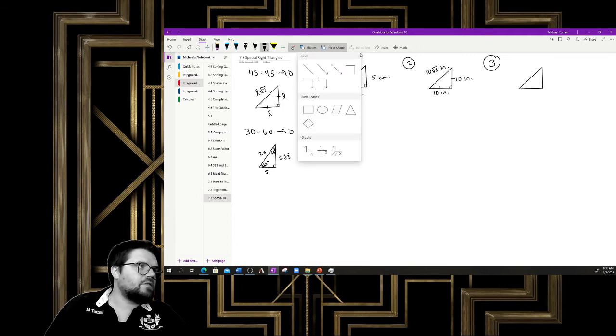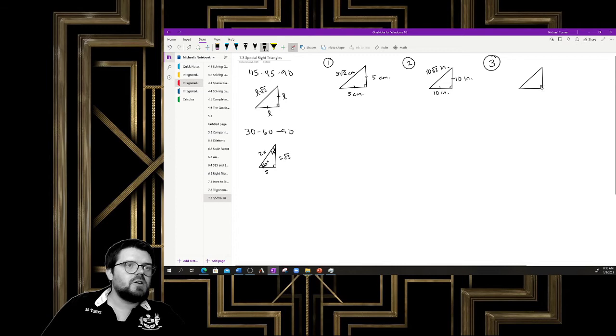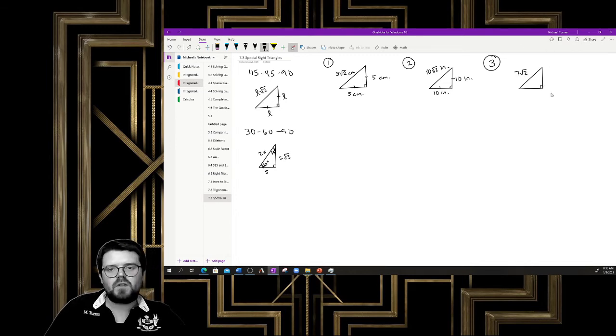Now, if the book or the instructor is being merciful, you might be given something, let's say, 7 radical 2, and say, okay, well, following the pattern, then that's just 7 and 7. That's pretty straightforward to fill out. However, if you are given a whole number for your hypotenuse, then that might take a little bit of work.